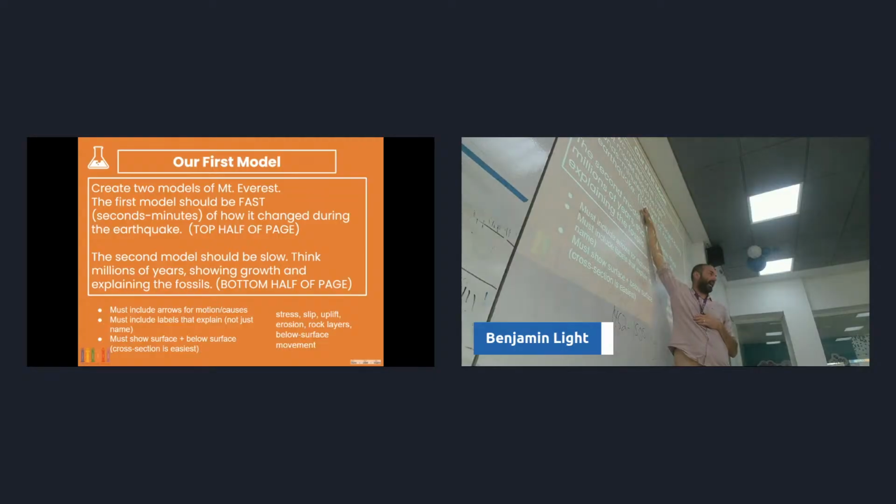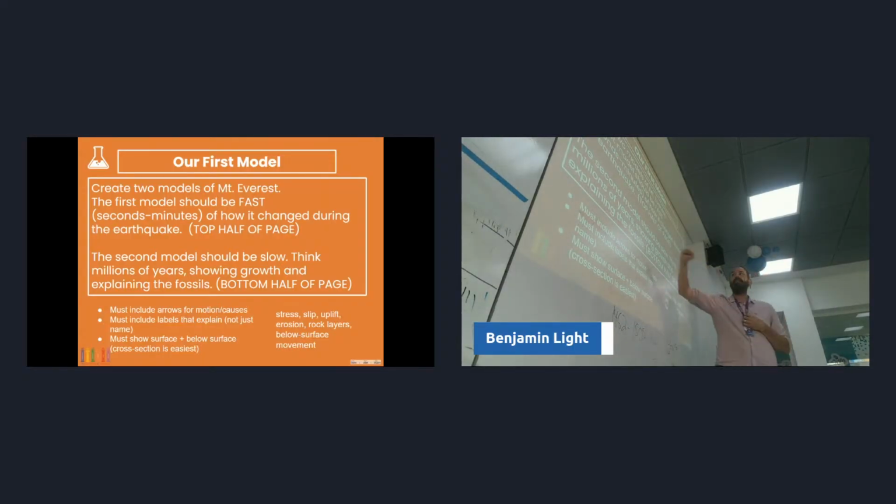So the first one is this idea of fast, right? Yeah, fast. This has happened in seconds and minutes. This movement, right? The earthquake. Okay, how can you model that? What might that look like? Again, focusing on arrows, labels, and that cross section, top and bottom.